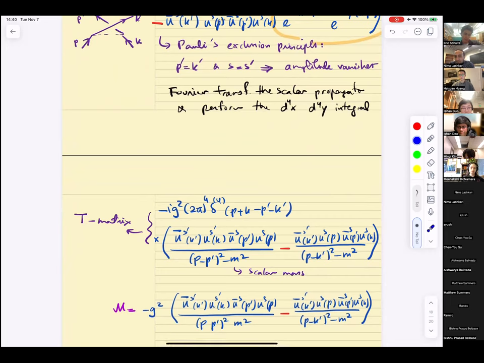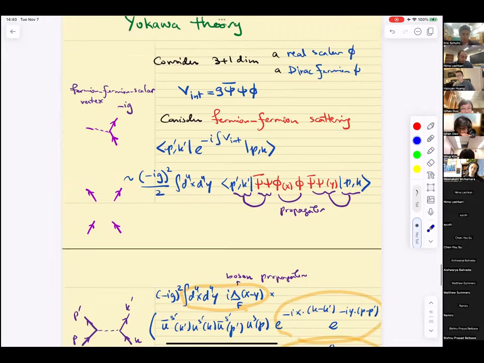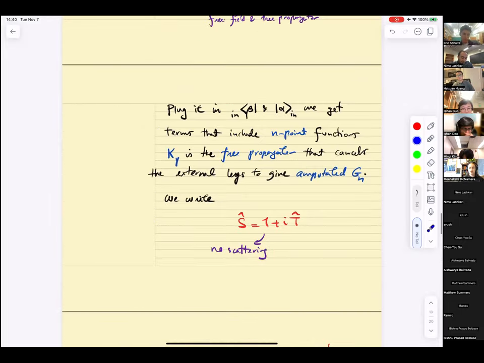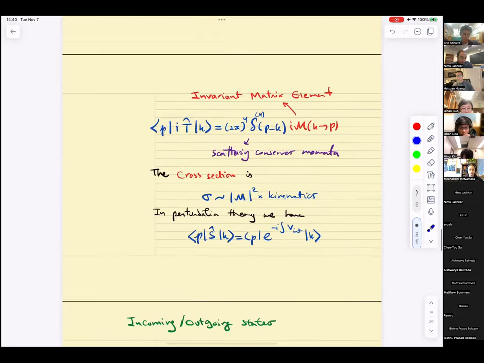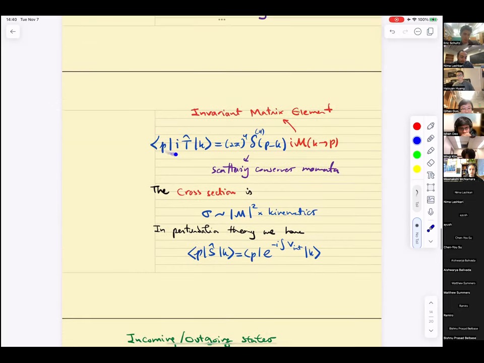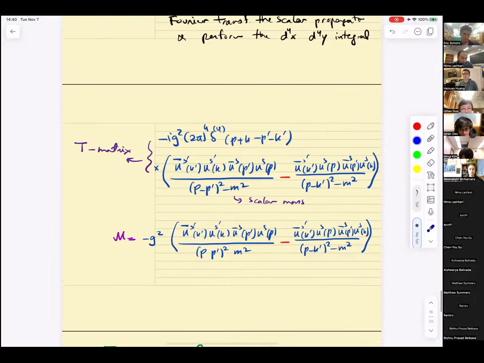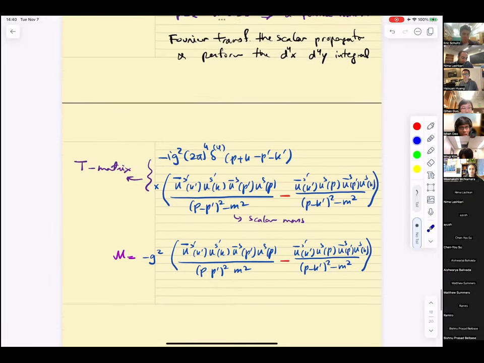Questions? Is that good? We said that if you look at the T matrix, just by translation invariance, there's always this factor (2π)⁴ delta function. If I just drop it, I get this invariant matrix element M that I defined. Remember how we defined this? S was identity plus iT, and then I looked at this iT hat and said there is the conservation law. Whatever remains is iM. So I drop the conservation law expression, and I obtain iM. This is the iM.